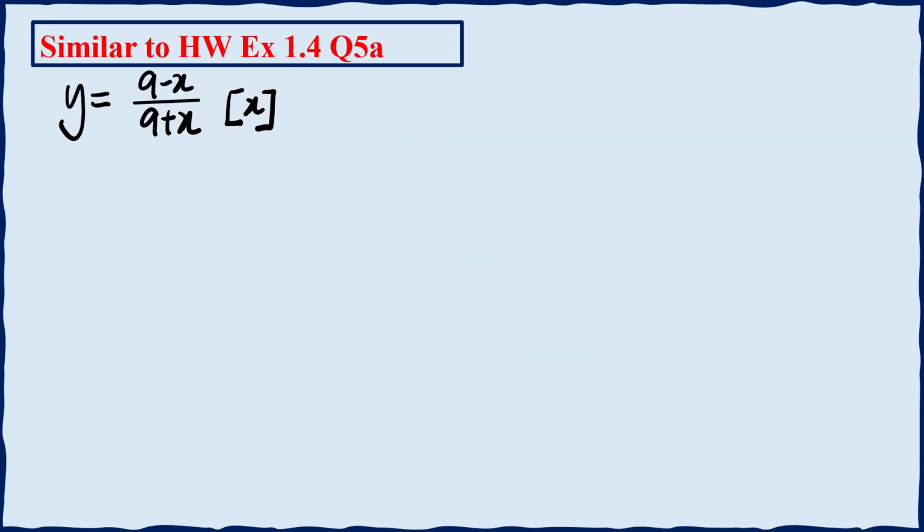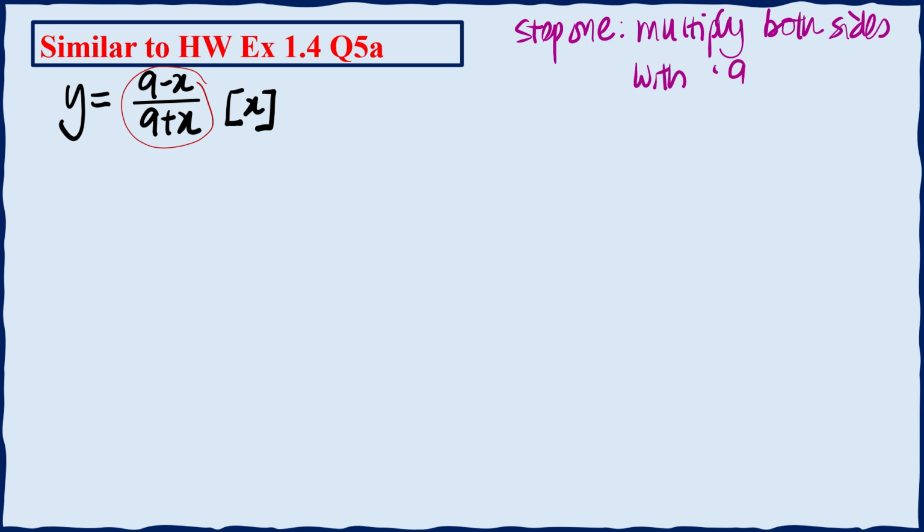Right, the next question we're going to do is similar to your homework questions from exercise 1.4, question 5a. This is quite similar to the earlier questions, where you're given algebraic fractions. So what we're going to do is multiply both sides by 9 plus x. It's the same concept as earlier on. If you practice a few more questions, you will see that certain questions you use this method, certain questions you use another method.